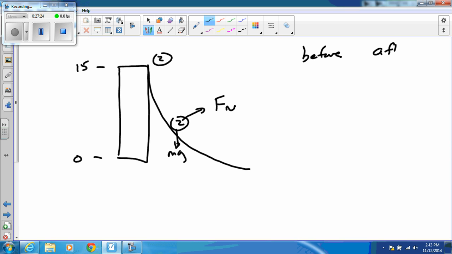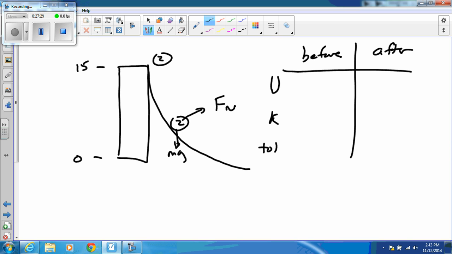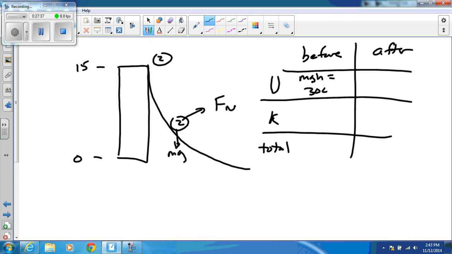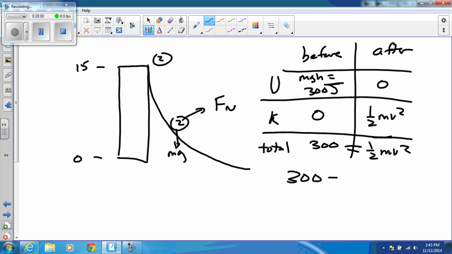Before, after, potential, kinetic, and total. At the top, U equals mgh, which is 300 joules. At the bottom, U equals mgh, which is 0 joules. At the top, kinetic energy is 1/2 mv squared, which is 0. At the bottom, kinetic energy is 1/2 mv squared. And so when I total it up, I get 300 equals 1/2 mv squared. No calculus required.